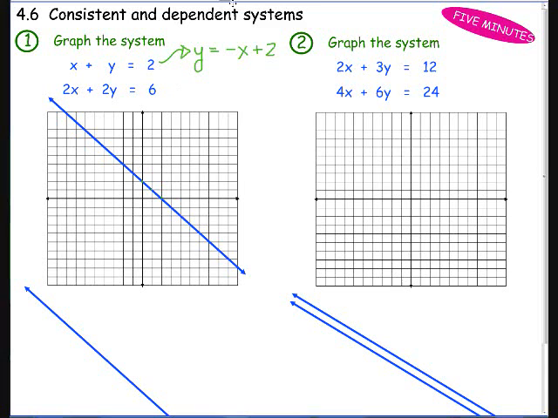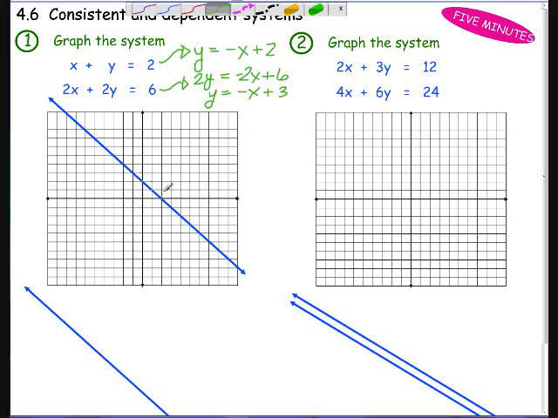Let's try this one. y equals -2x plus 6. And we'll simplify that to slope-intercept form. Y equals -x plus 3. So for this one, the anchor, the y-intercept, is right here. And the slope is exactly the same.